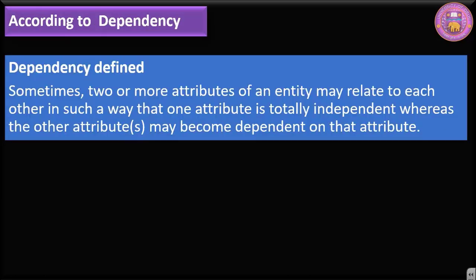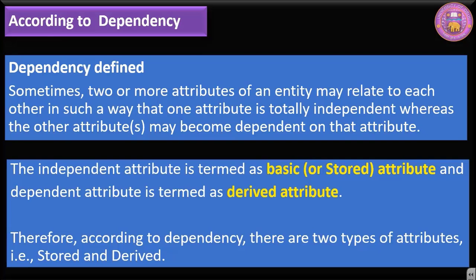According to dependency. Dependency defined. Sometimes two or more attributes of an entity may relate to each other in such a way that one attribute is totally independent, whereas the other attribute or attributes may become dependent on that attribute. The independent attribute is termed as basic or stored attribute, and the dependent attribute is termed as derived attribute. Therefore, according to dependency, there are two types of attributes, that is stored and derived.